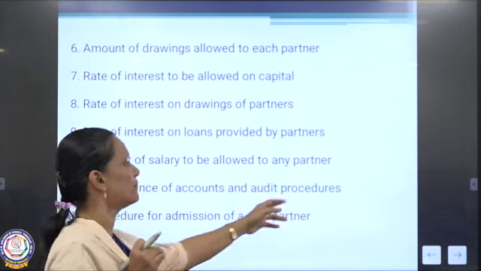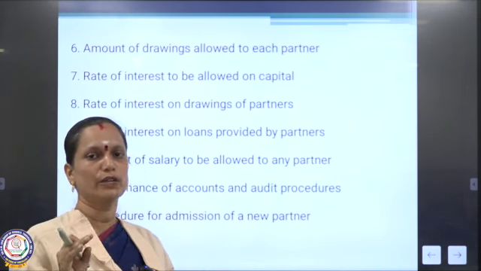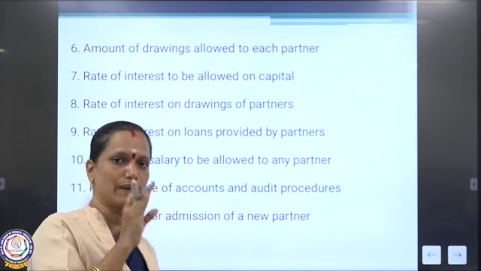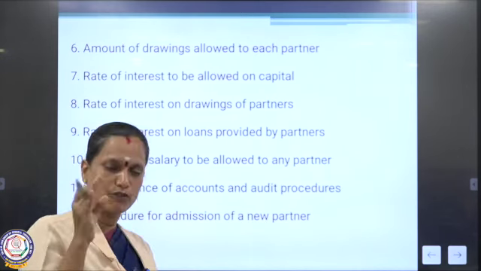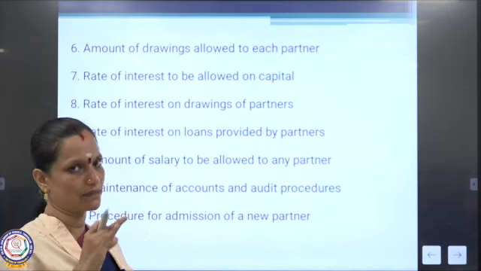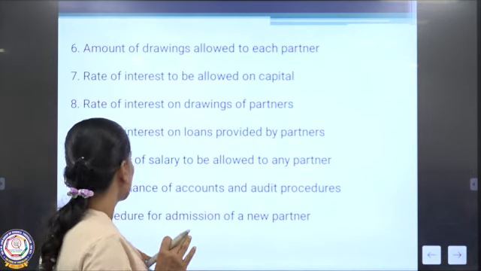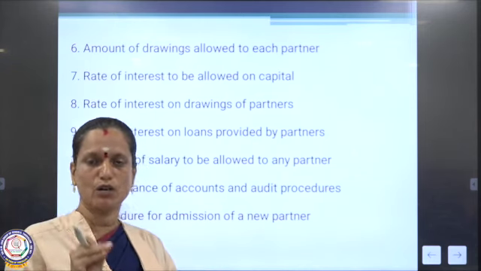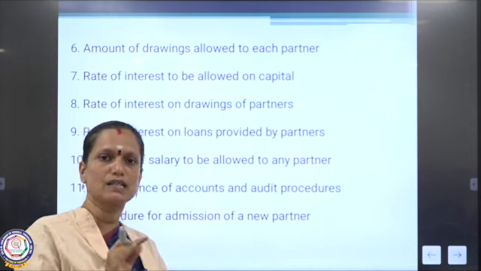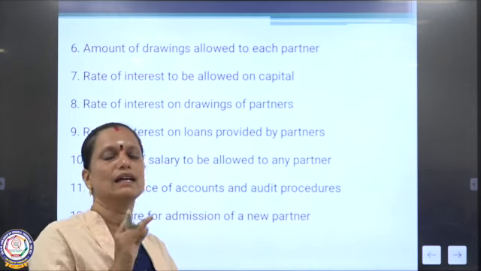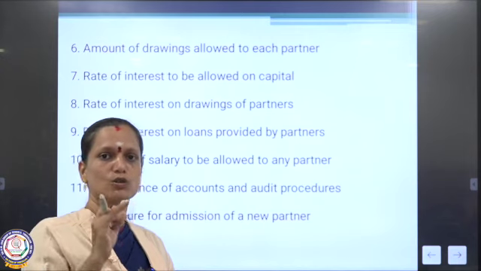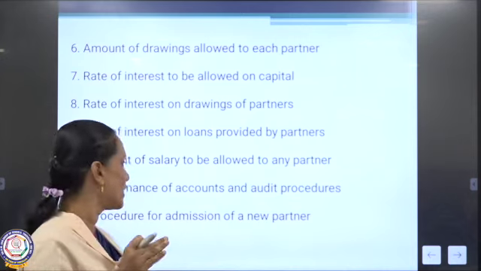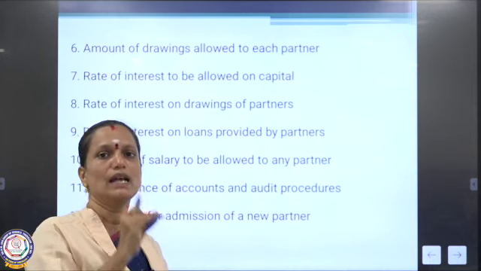Maintenance of accounts and audit procedures. How we are going to maintain the accounts, whether you are going to appoint a separate person for that or an auditor, that also you should mention in the content. Procedure for admission of a new partner. If you are going to admit any new partner, you should ask all the partners; without informing the other partners, nobody should enter the partnership firm. If any new partner is coming, definitely we should mention it.